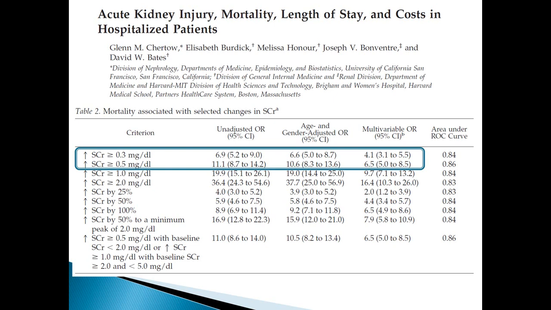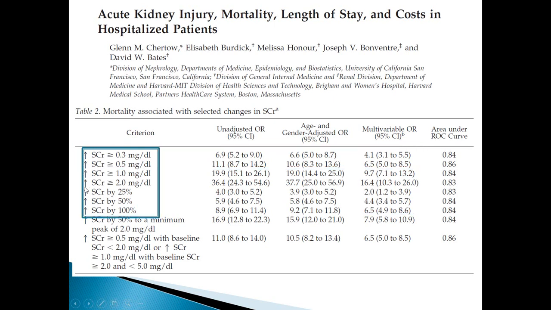So this is a study by Chertow and colleagues of adult patients that were admitted to the Brigham and Women's Hospital. And what they found was that a small rise in creatinine of 0.3 milligrams per deciliter, independent of severity of illness, heart disease, diabetes, and so forth, conferred a 4 times odds ratio or risk of death, and an increase in creatinine of 0.5 milligrams per deciliter increased your likelihood of death by 6 times. So that's pretty significant, right? And as your serum creatinine increased, your risk of death increased as well.